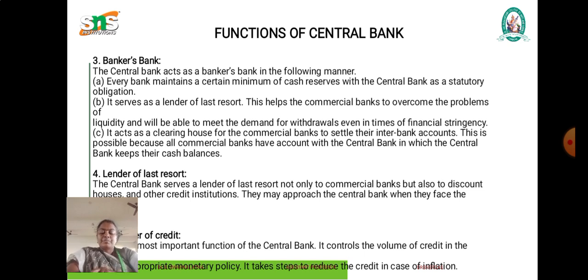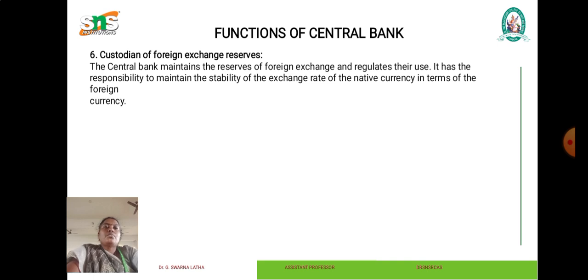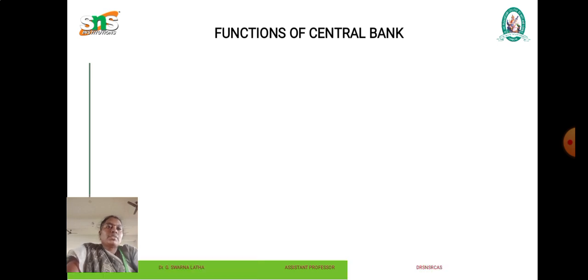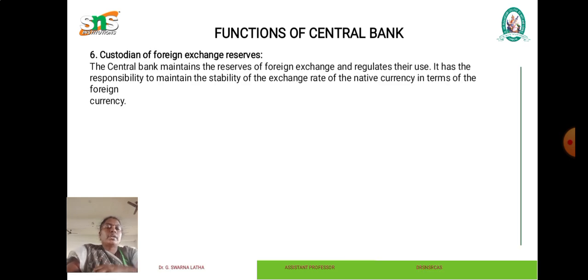Control of credit. This is the most important function of the central bank. It controls the volume of credit in the economy through appropriate monetary policy. It takes steps to reduce the credit during inflation. Custodian of foreign exchange reserve. The central bank maintains the reserve of foreign exchange and regulates their use. It has the responsibility to maintain the stability of the exchange rate of the native currency in terms of the foreign currency.